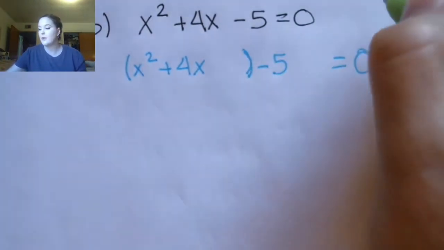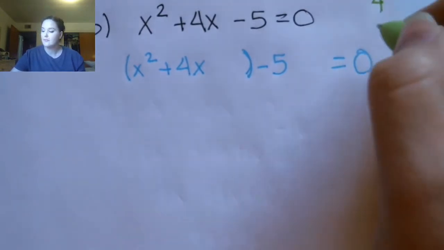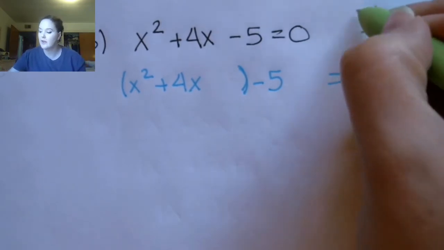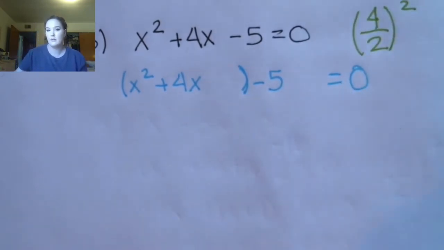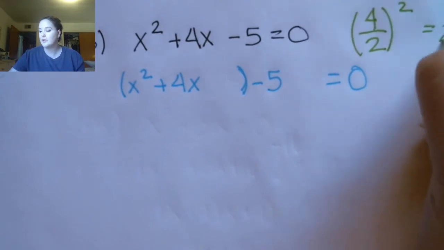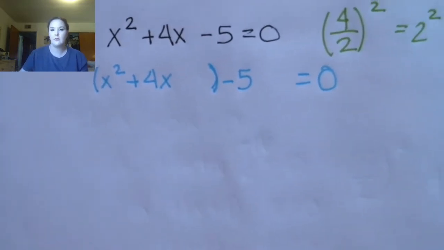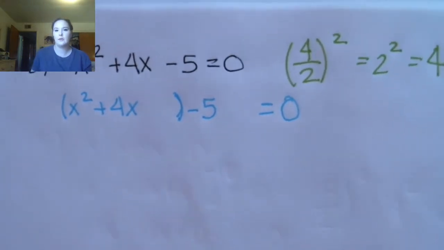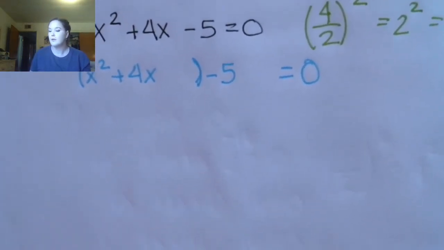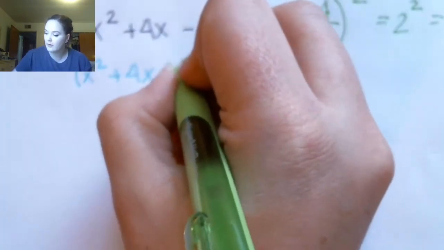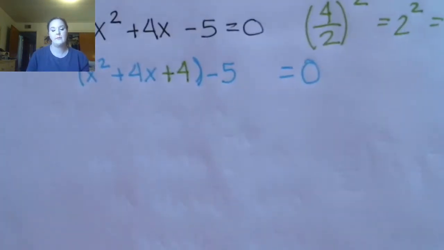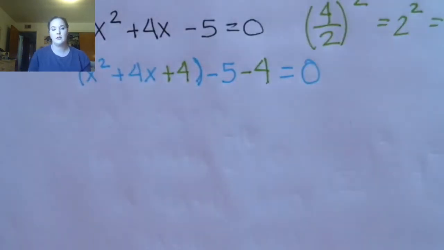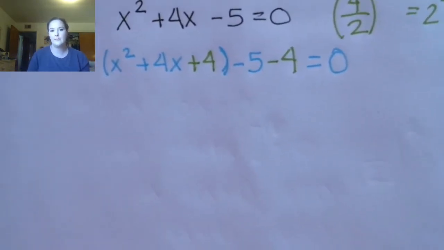So I'm going to take my coefficient of x, which is 4. I'm going to divide it by 2, and then I'm going to square that. So 4 divided by 2 is 2. 2 squared is 4. So I'm going to be adding 4, and then I'm going to be subtracting 4.